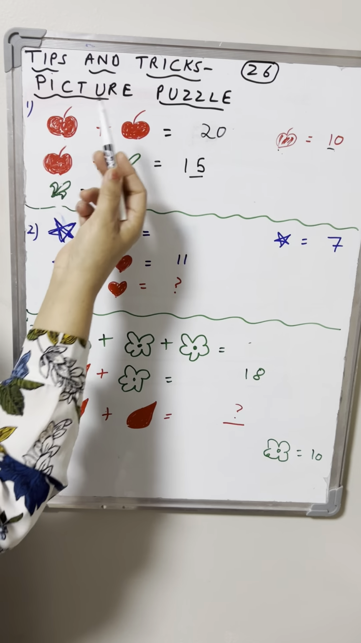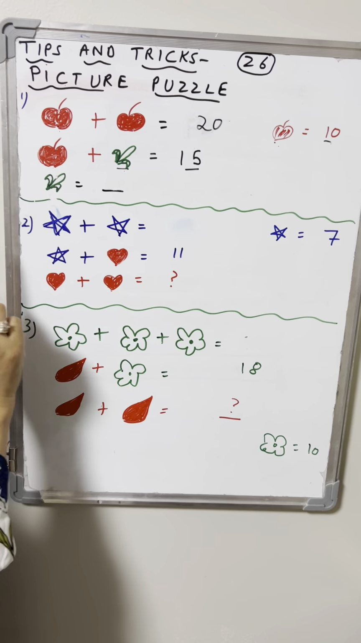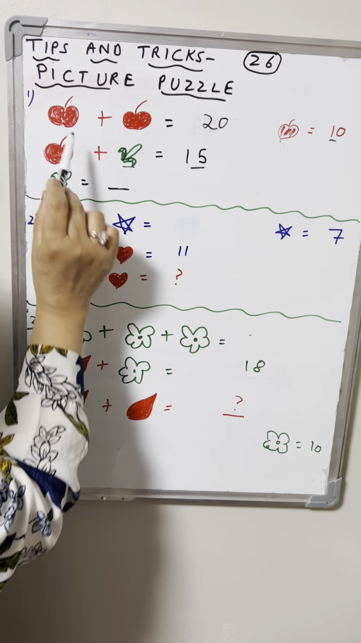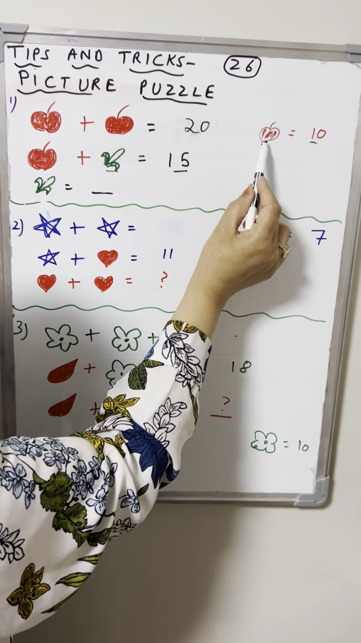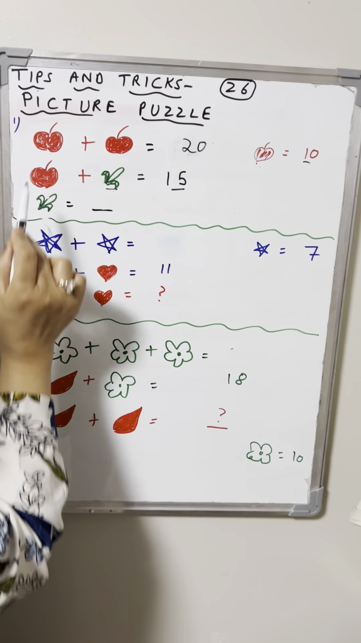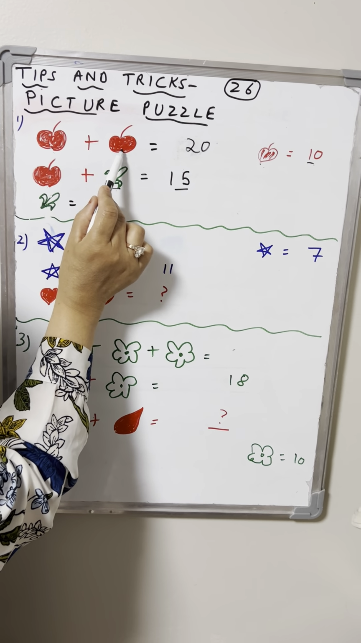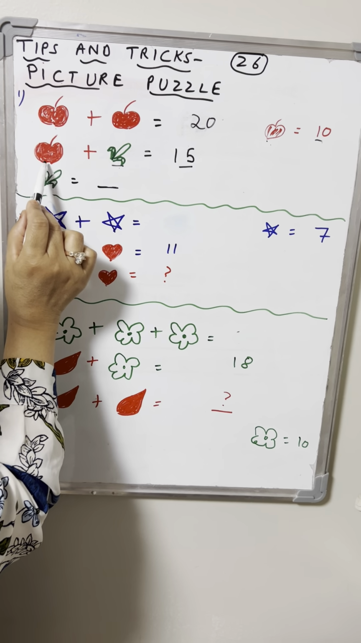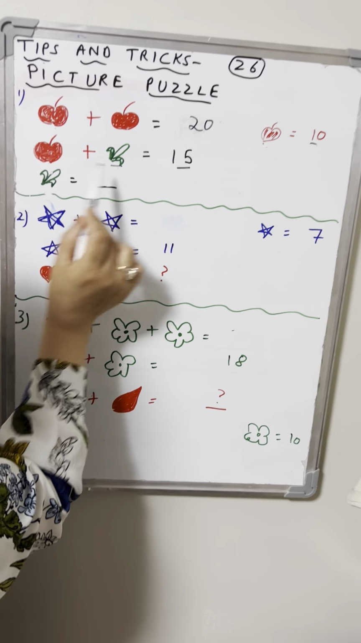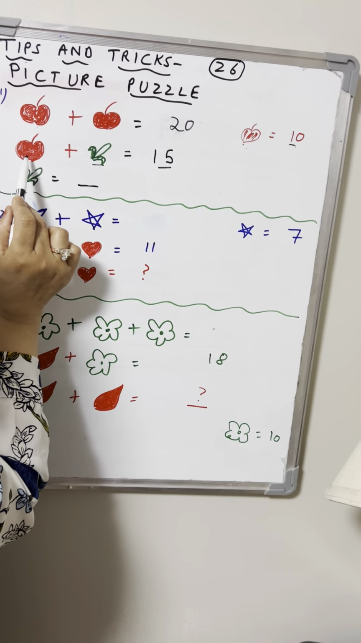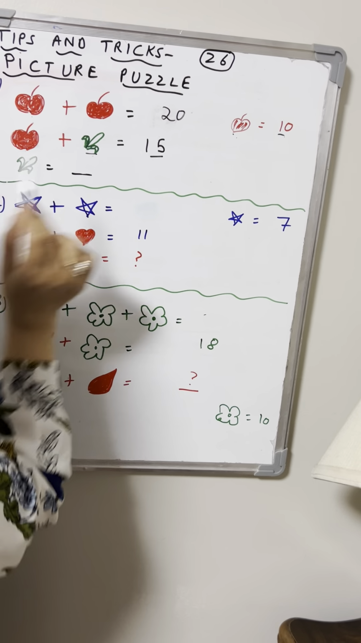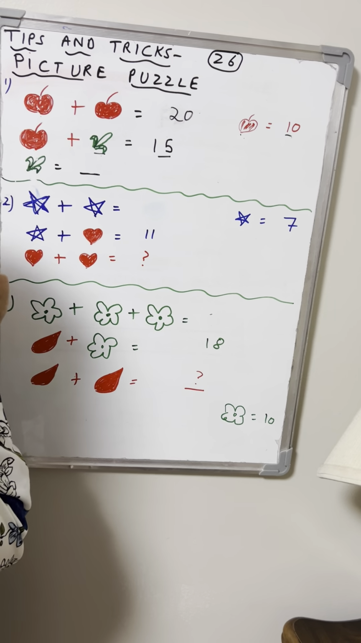Today we are going to do a very interesting topic, picture puzzle. Can you see this picture? Apples are here, apple and banana. So the value of one apple is 10 units. So what is the value of two apples? 10 plus 10, 20. And here you have one apple and one banana. So you know the value of apple, it is 10. 10 plus 1 banana is given 15. So what is the value of banana?